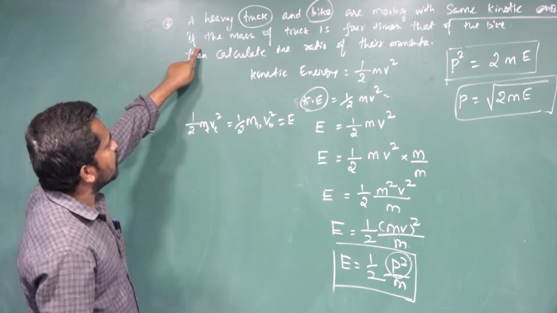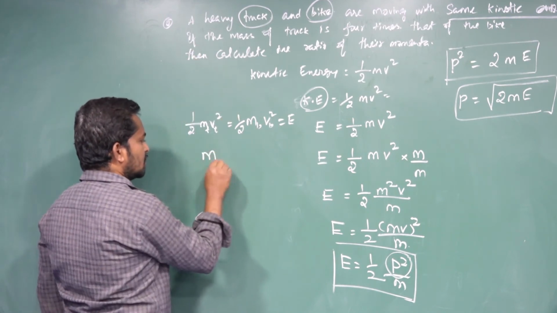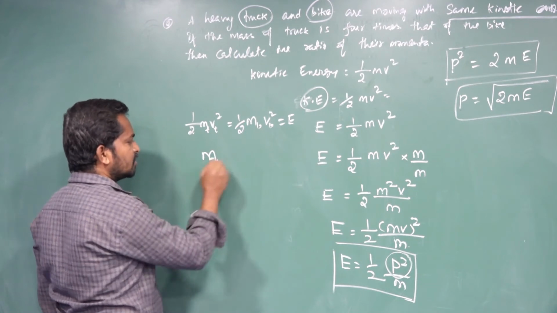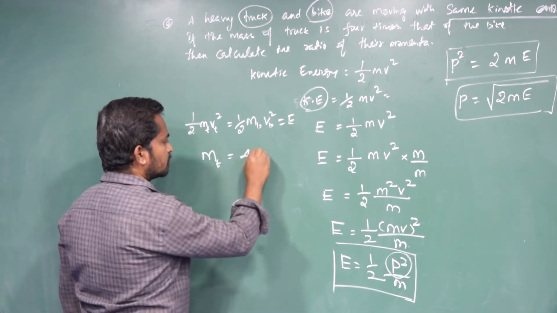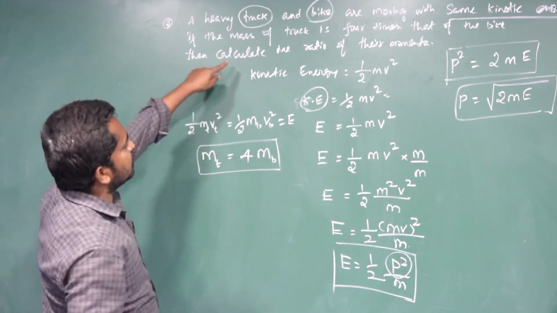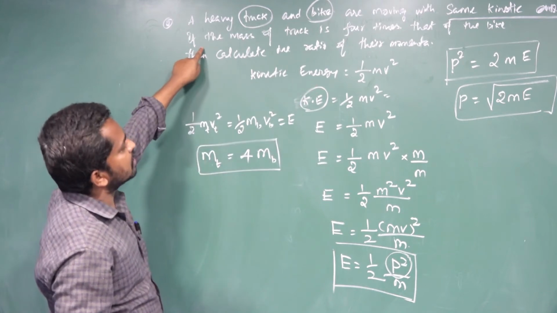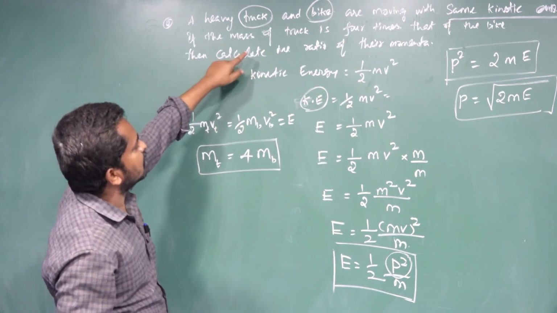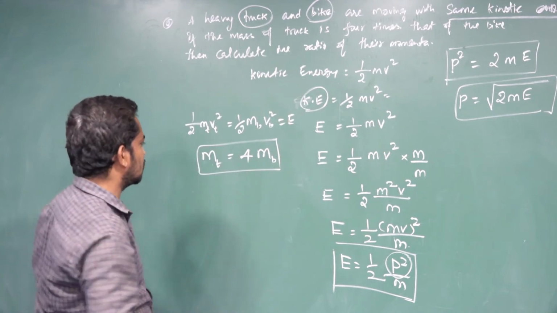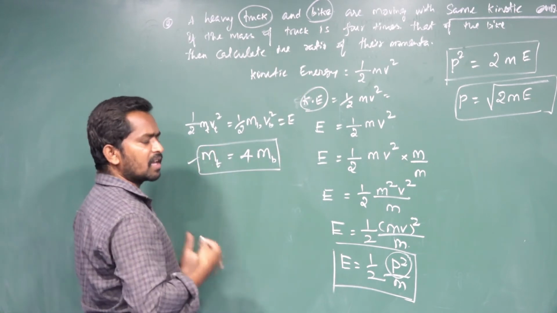But the condition is that the mass of truck, MT, is equal to 4 times the mass of bike. The mass of truck is 4 times that of the bike. That's why MT is equal to 4 MB. Now I want to make the equations.